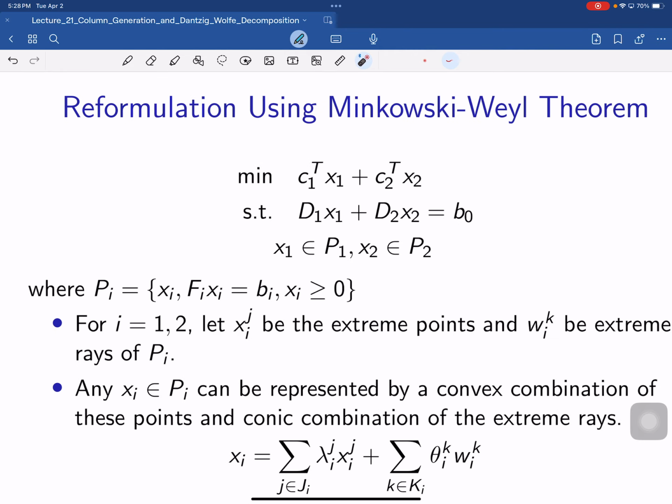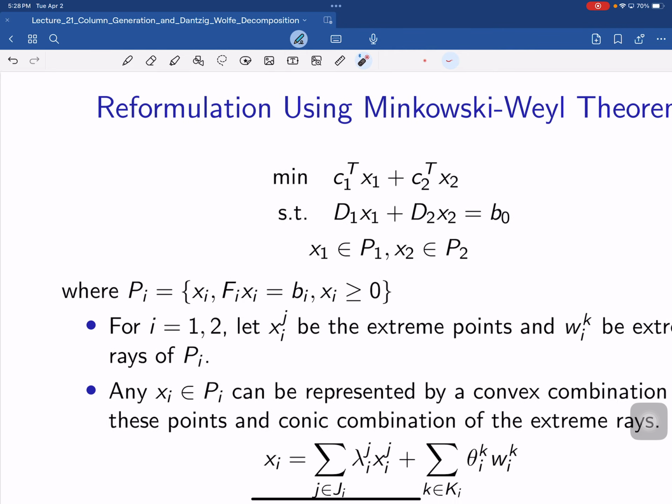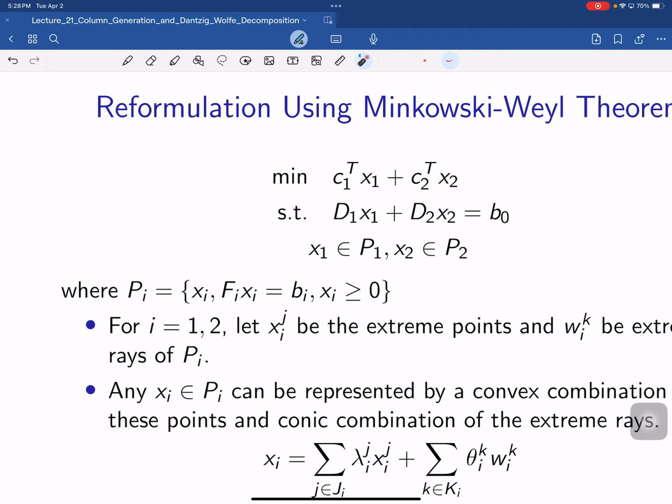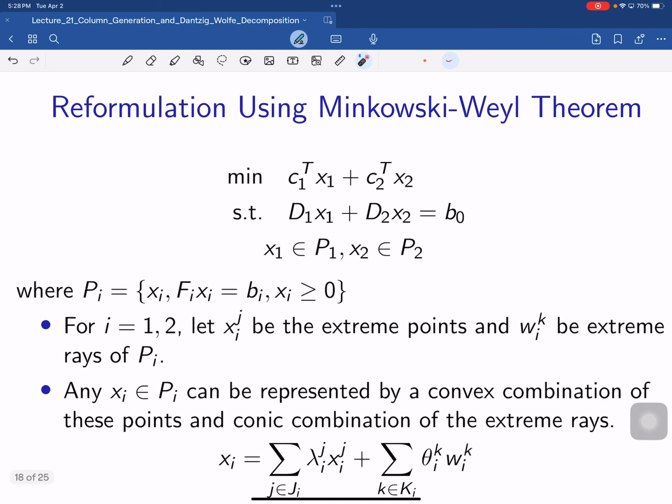Okay, so let's consider a problem like this. You have the complicating constraints, you don't have any choice but to keep them there. And then the rest of the constraints are decomposable. x is in a set P1. Let's assume P1 is just F1 times x1 equals b1 and x1 greater than or equal to 0. And for x2 belonging to P2, you have another set of constraints. Those two sets of constraints are separable.